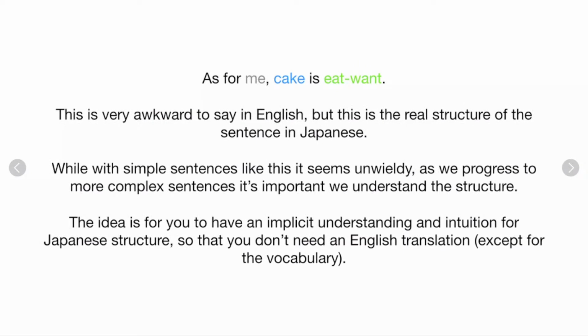So this is weird, right? If you think about saying, as for me, cake is eat want, that just does not make sense in English, and you would never write this as a sub for a dialogue in an anime, for example. But this is how the sentence is working under the hood. And so while with simple sentences, this is going to seem crazy. Why are you writing it like that? Why can't you just write it normally? As we build more and more complicated sentences, having this kind of structure is going to be useful, because then we can see how individual parts of the sentence are contributing to the overall sentence, right?